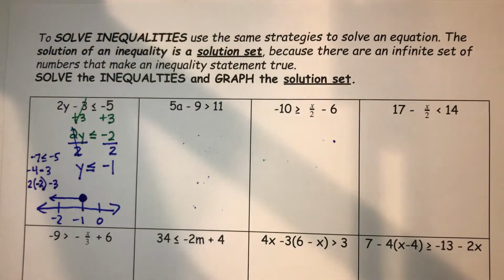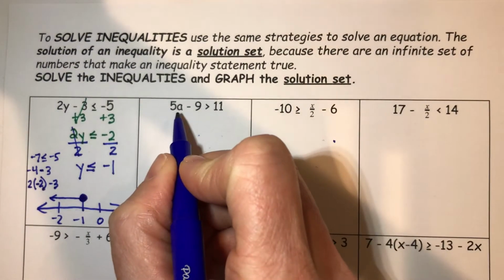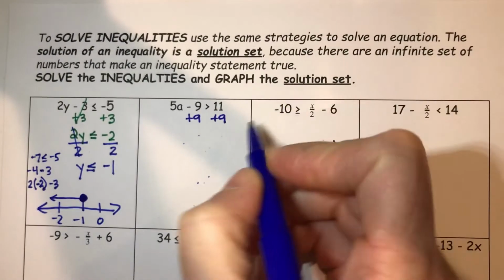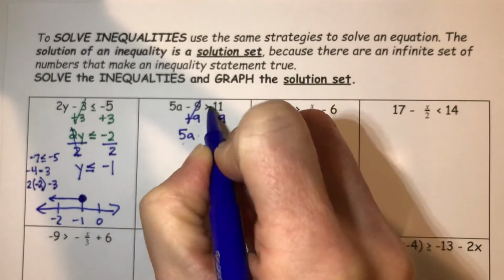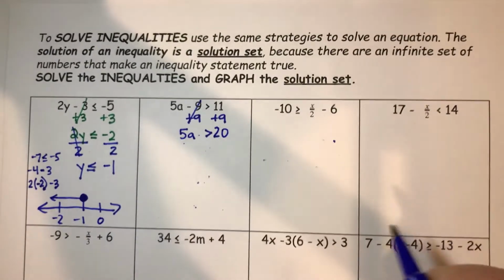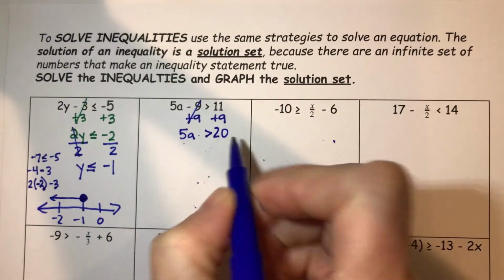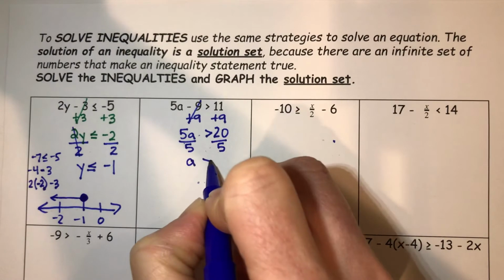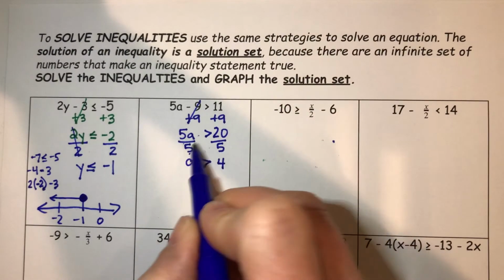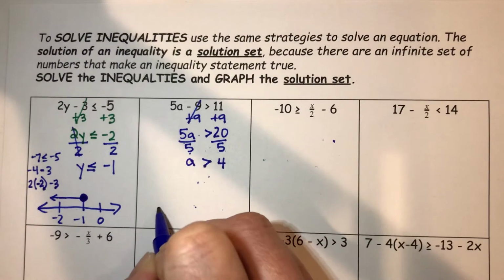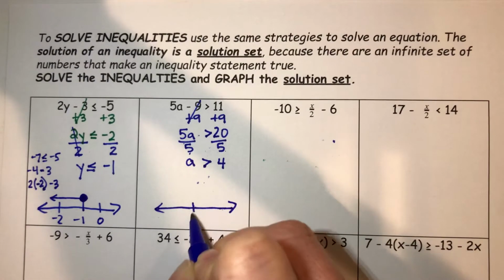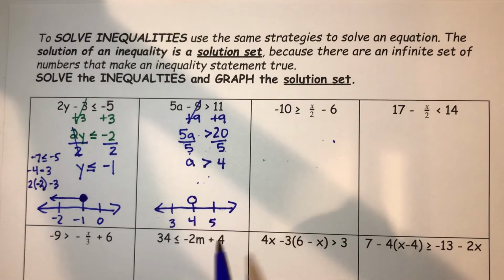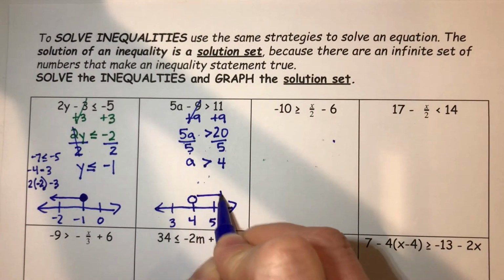Alright, so next one, my goal again is to isolate the a, so I'm going to cancel out 9. When I cancel out 9, I'm left with 5a is greater than 20. Then to solve for a, I'm going to divide by 5. So a is greater than 4. Again, I divided by a positive number, so my inequality sign stays the same. It does not change. It's not equal to, so it's an open circle, and it's greater than, so it's shaded to the right.